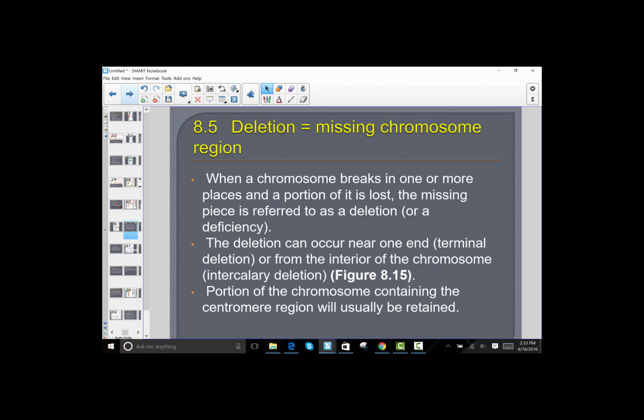The deletion can occur near one end. So this is referred to as a terminal deletion. But there are some instances where we can have losses from the interior part of the chromosome as well. This is referred to as an intercalary deletion. The portion of the chromosome containing the centromere region will usually be retained because we have to have that centromere that's going to hold things together. So usually what happens is the deletion is outside of the area that involves the centromere.